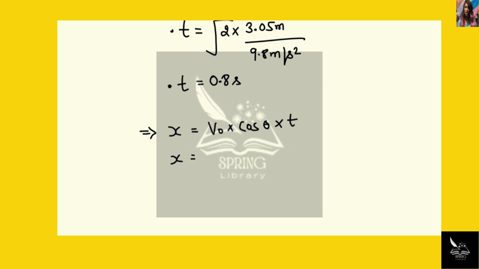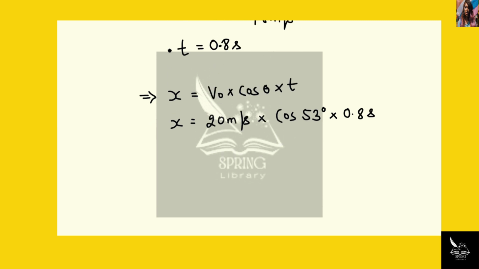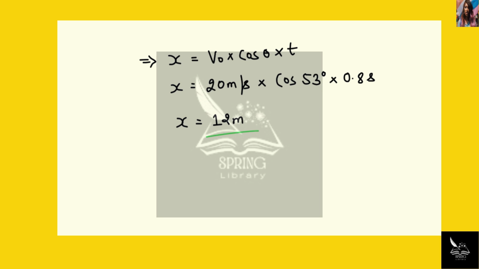Here, the v naught is the initial speed, and the initial speed we have been given is 20 meter per second into cos, the angle is 53 degrees, into time, that is 0.8 seconds. And from here, the horizontal distance x comes out to be 12 meters, and therefore the ball clears the crossbar by 12 meters.